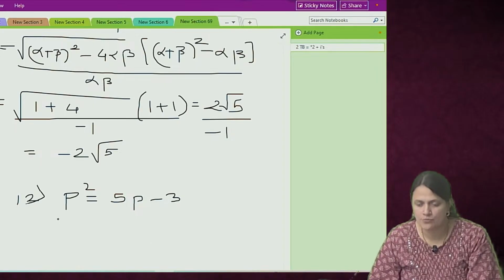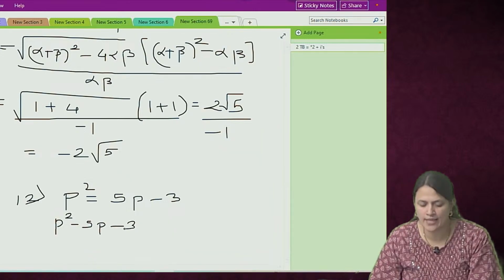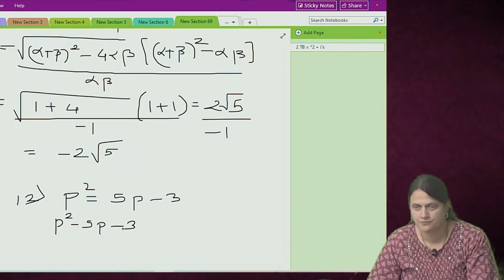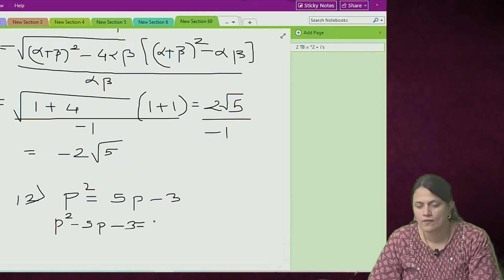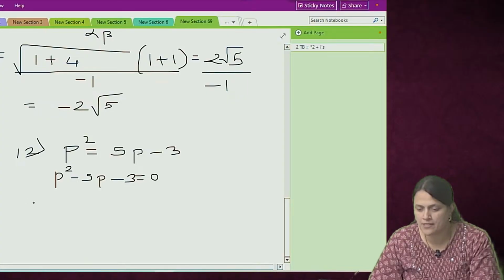So, for this, what will be P plus Q? They have given that the roots are P by Q and Q by P. Compare this with the original equation ax square plus bx plus c. Tell me what is P plus Q in this case?